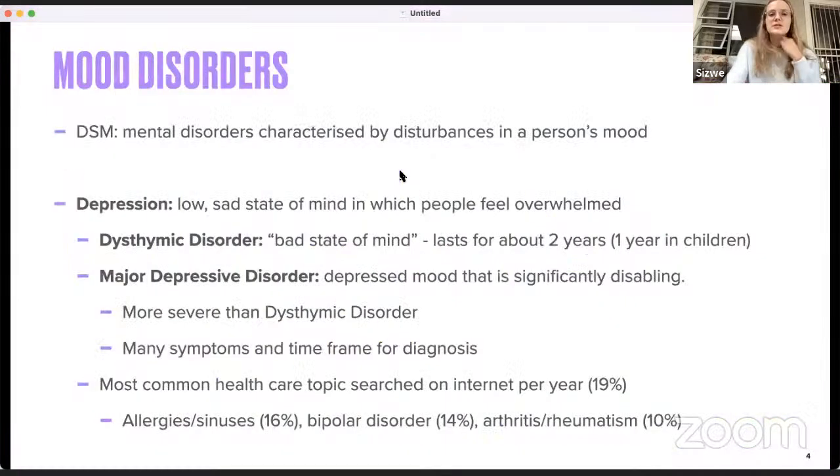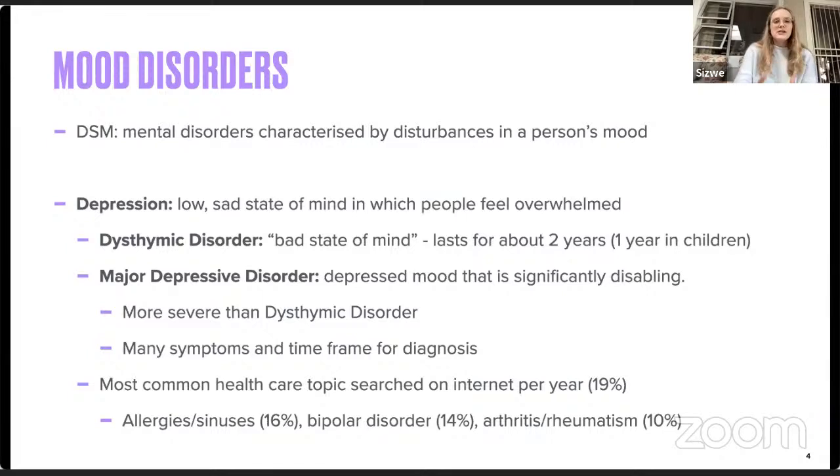Okay, so mood disorders. The DSM definition for mood disorder is a mental disorder that is characterized by disturbances in a person's mood. It sounds obvious. A mood disorder is when there is a disorder in your mood. When we're talking about mood, it's how you're feeling, your disposition, your affect, A-F-F-E-C-T, not effect. And that's basically your demeanor, how you seem, all of that stuff.